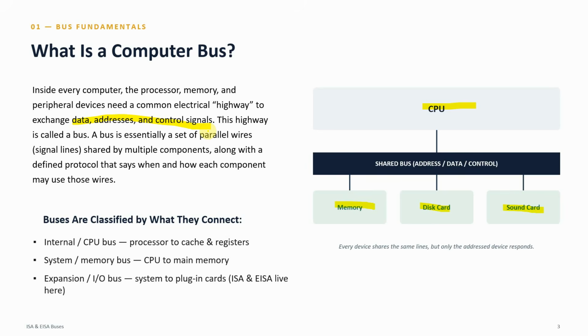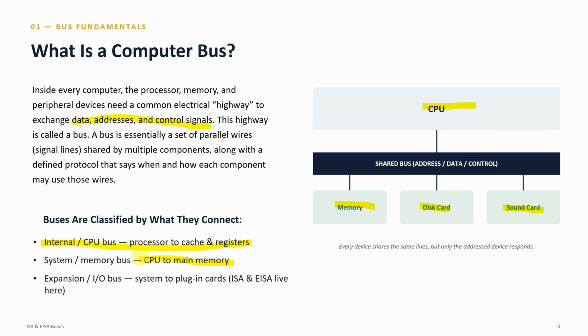So basically, buses are classified on the basis of what they are going to connect. We are going to have something known as the internal or CPU bus, where my processor connects with the cache and the registers. Another kind of bus is known as the memory bus, which is the connection from the CPU to the memory.